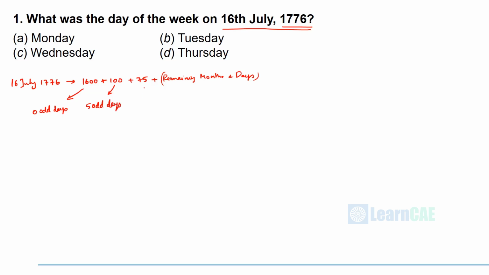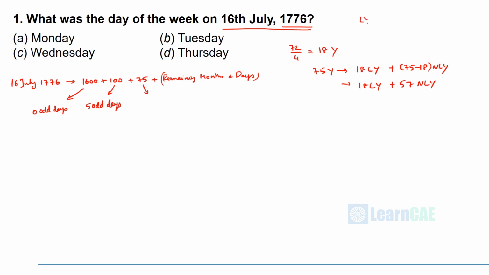Now let us find out the number of odd days in 75 years. So here we have to find out the number of leap years in 75 years. The multiple of 4 which is less than 75 is 72. 72 by 4 is equal to 18 years. Therefore, 75 years has got 18 leap years plus 75 minus 18 non-leap years, which is equal to 18 leap years plus 57 non-leap years.